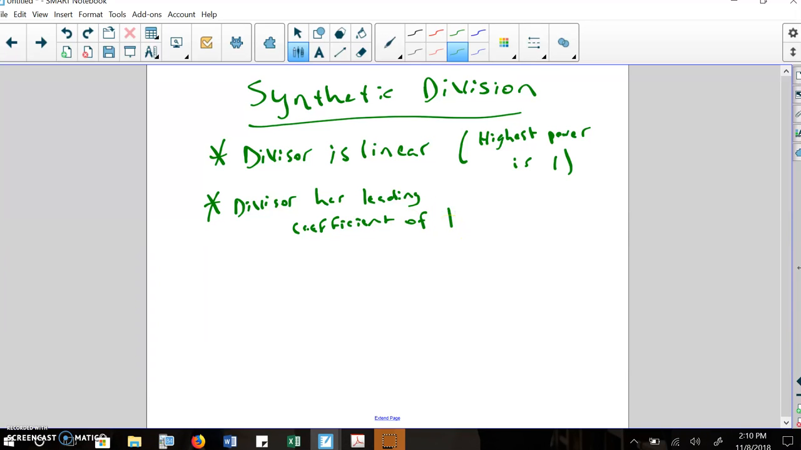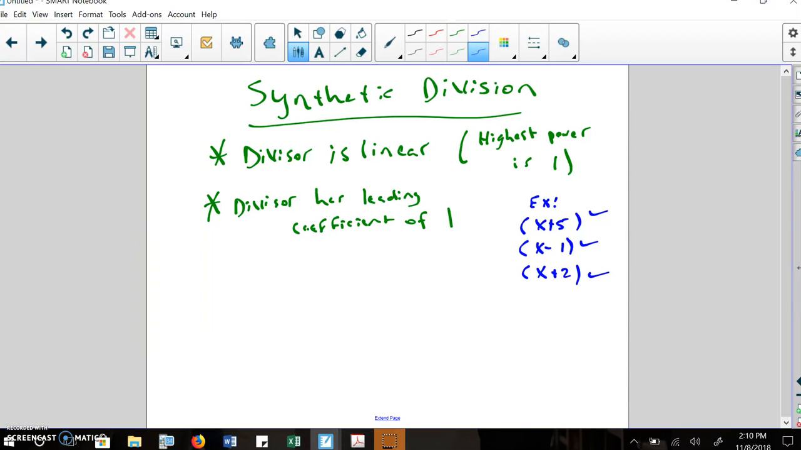So an example of something that's linear and has a leading coefficient of 1 would be maybe like x plus 5, okay, or x minus 1, or x plus 2, and so on and so forth. Those are linear, the highest power is 1, and they have a leading coefficient of 1. So anytime that's the case and you're dividing by something like this, you can use this method of synthetic division that I'm about to show you.